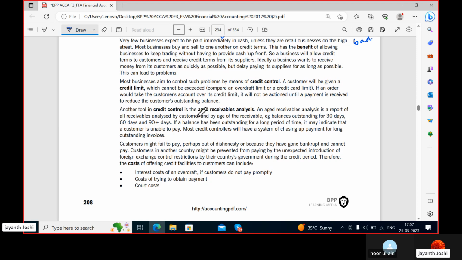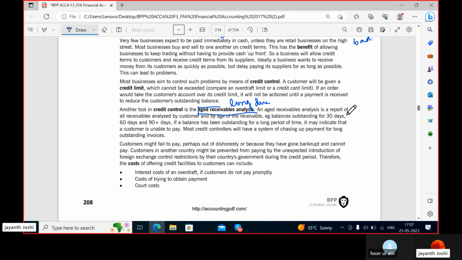So what is credit control? This is aged receivable analysis. Aged receivable means some of the receivables which have become long due. Those are to be recovered from the customer as quickly as possible. Otherwise, there are chances of losing those receivables.